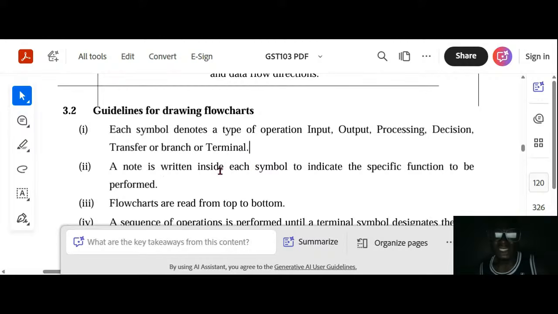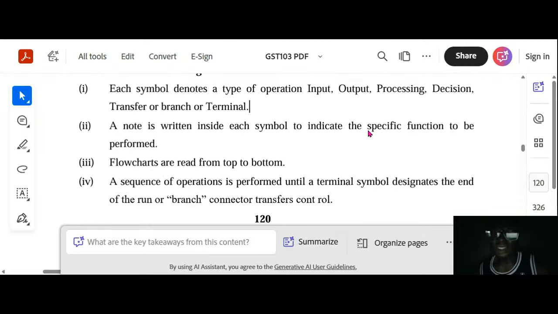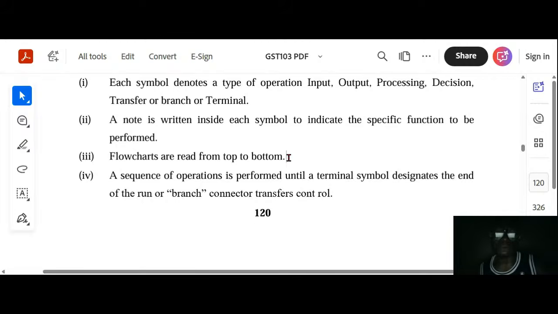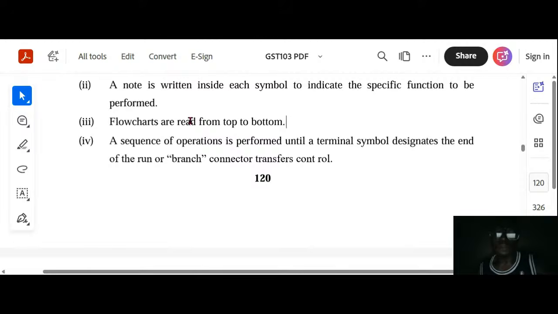A note is written inside each symbol to indicate the specific function of that symbol. Flowcharts are read from top to bottom. These are the irrelevancies that they are likely going to ask questions on in the exam, what you think is not necessary. Like the one I dropped in the group now, when you want to start reading it, you definitely start from the top, not from the bottom or sideways.